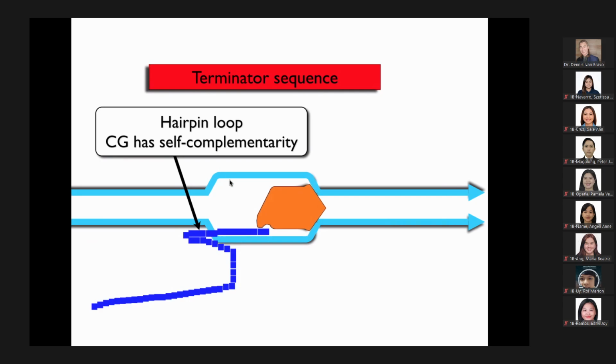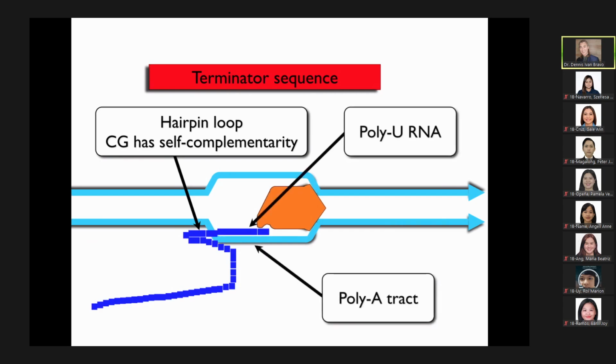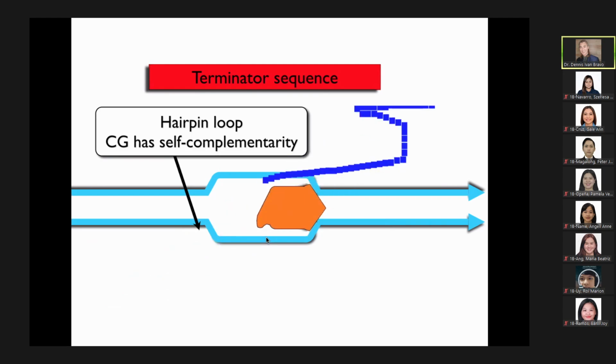Polyuracil. That's right. U and U. How many hydrogen bonds are there between U and A? 2 hydrogen bonds. Okay, that means their bond is very weak. Because their bond is very weak, the RNA is easily displaced from the template, ending transcription.